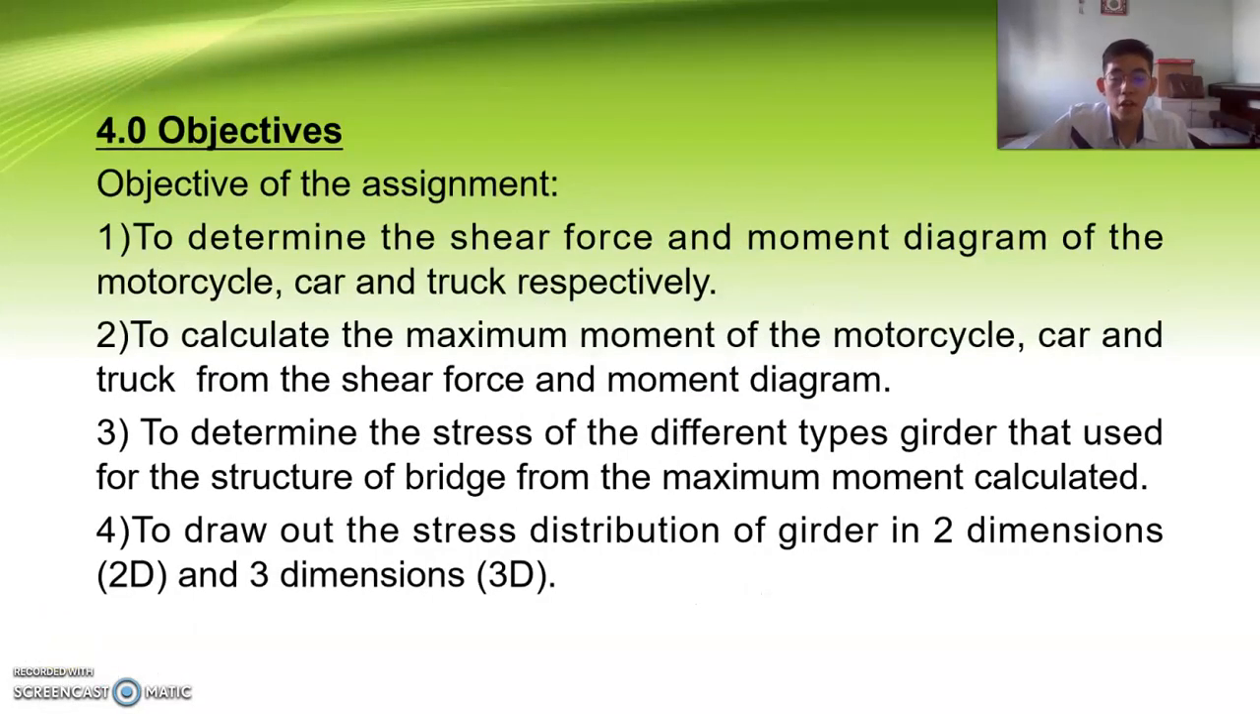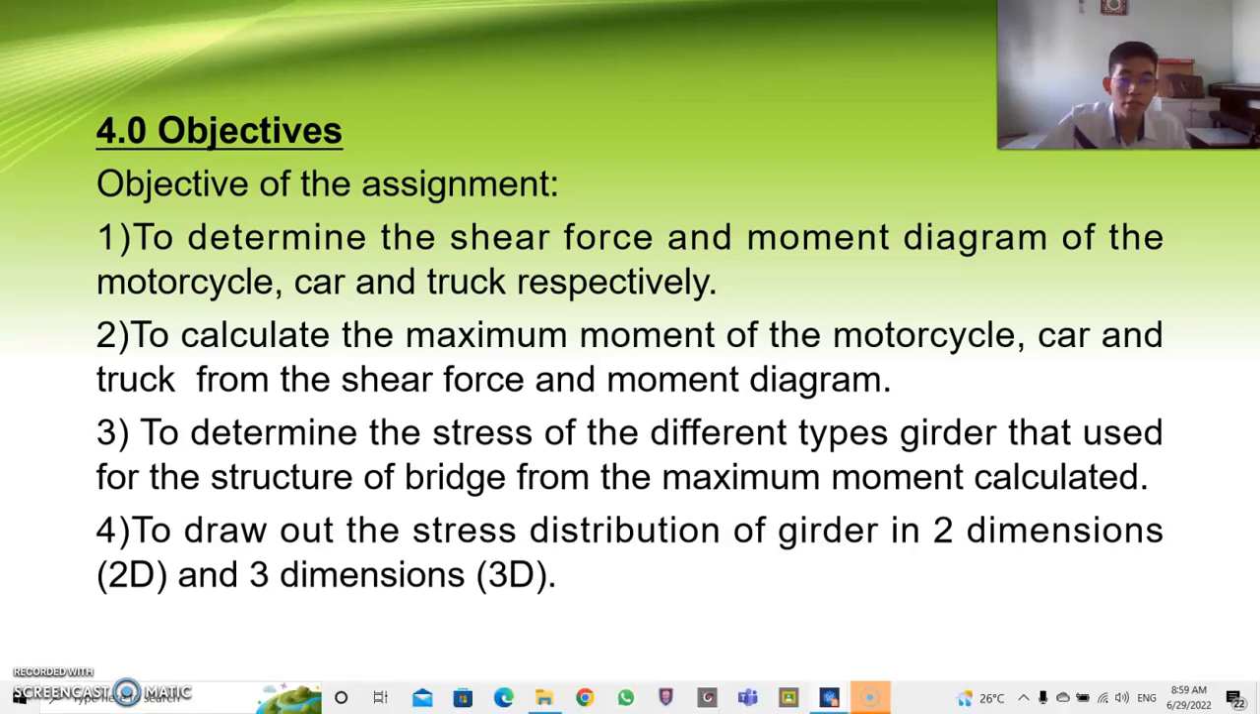The objective in our assignment is first to determine the shear force and moment diagram of the motorcycle, car and the truck respectively. Then we will calculate the maximum moment of the vehicles, such as the motorcycle, car and the truck, from the shear force and moment diagram. Then we will use the maximum moment to determine the stress of the different types of girder used to build the bridge. So after that, last but not least, we will draw out the stress distribution of the girder in 2D and 3D.